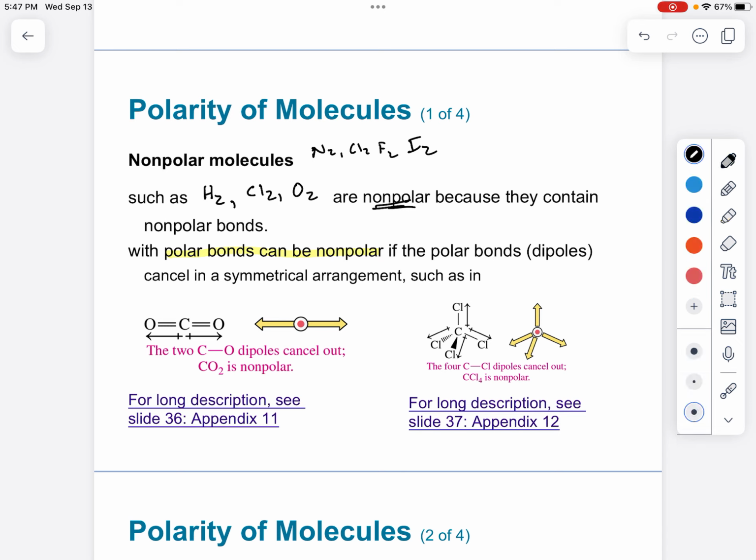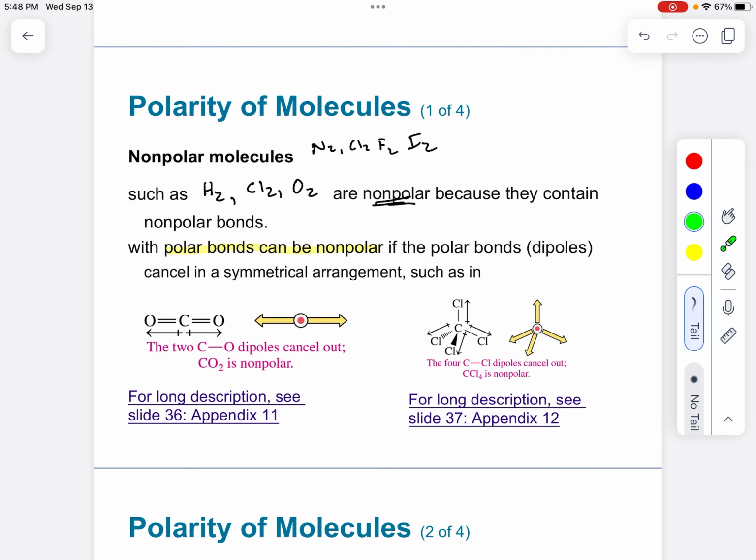One is CO2. CO2 is linear, right? And there's a dipole this way and a dipole that way, but they are equal and opposite in magnitude, and so they cancel out. So CO2 is nonpolar. Carbon tetrachloride also has polar bonds. The C-Cl bond is polar, but they all cancel. And so carbon tetrachloride is also nonpolar. So these are two molecules that have polar bonds but are nonpolar.